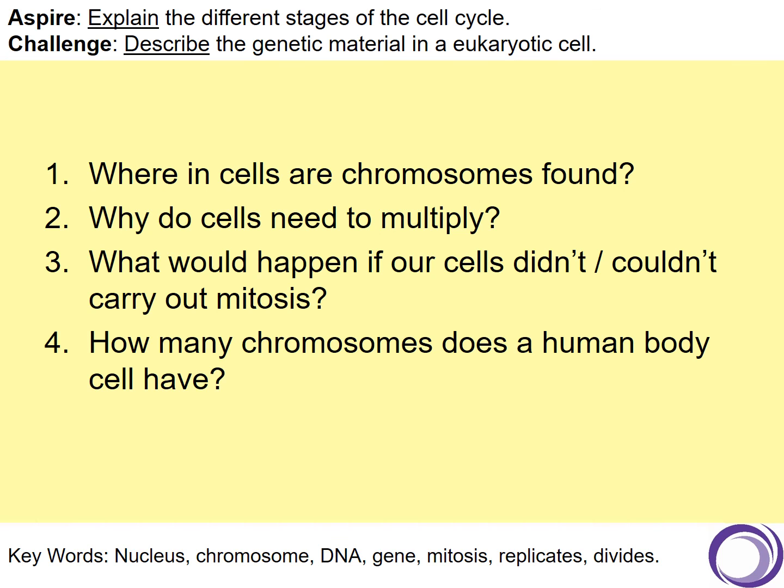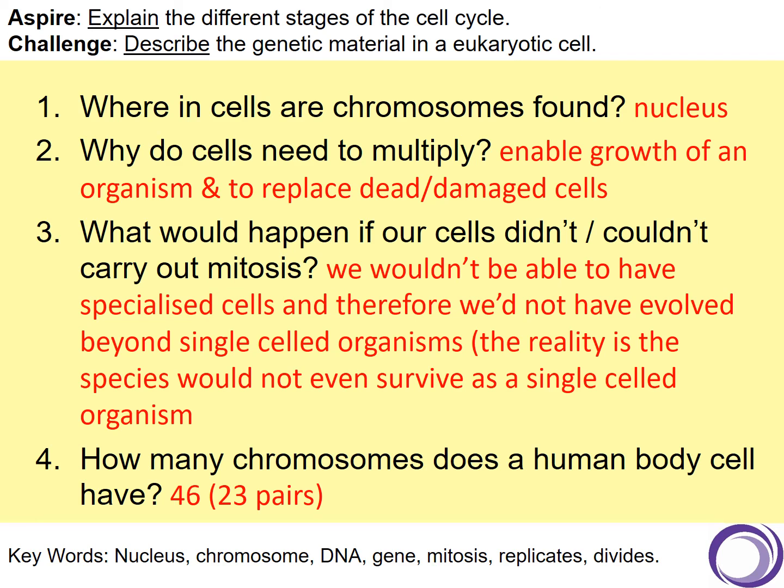Okay, let's go through these. So where in a cell are chromosomes found? That's in the nucleus. The whole point of multiplying is so that you can grow or you can replace dead cells or damaged cells. So if I cut myself, then new cells are going to have to replace the old cells where that cut is. So it's a bit of growth and repair. If our cells didn't go through mitosis, then we wouldn't have specialized cells and we wouldn't get past a single-celled organism. And then the last one, how many chromosomes does a human body cell have? It's 46, or you can have 23 pairs.